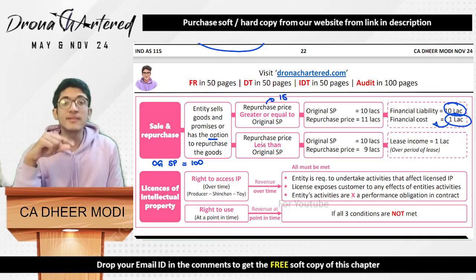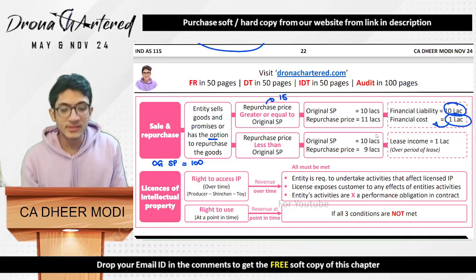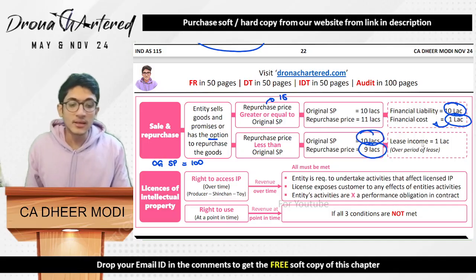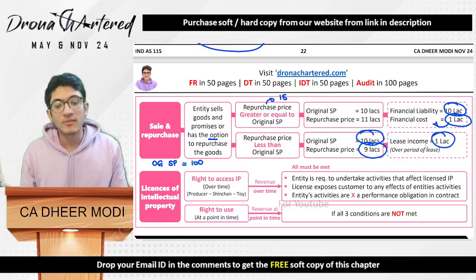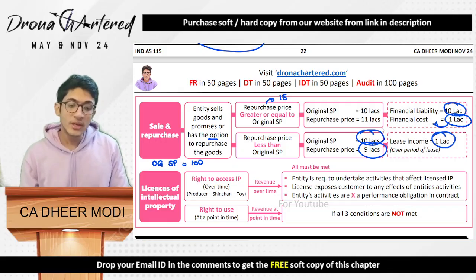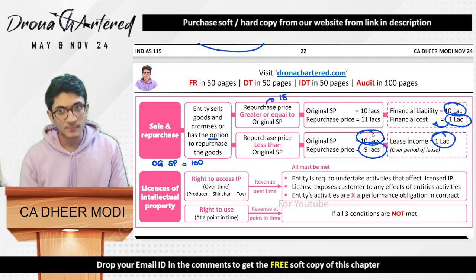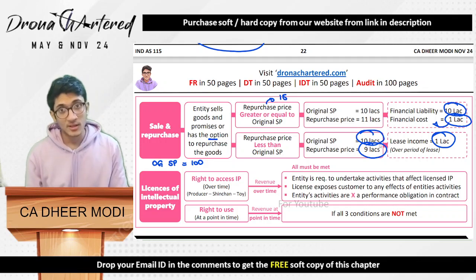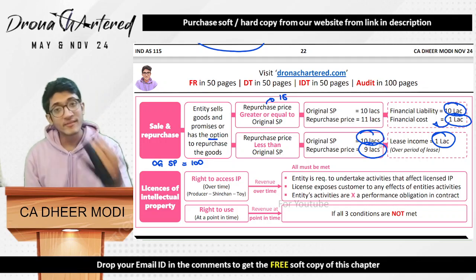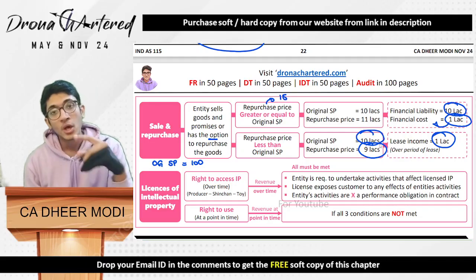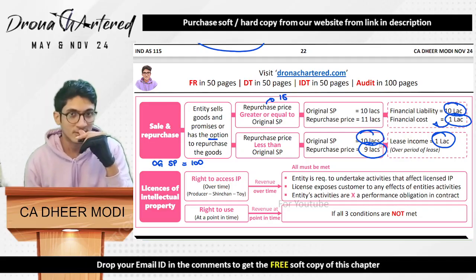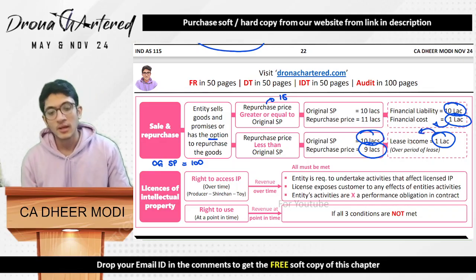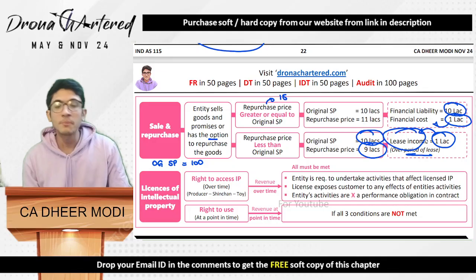When the repurchase price is less than the original selling price, that means your original selling price is 10 lakhs and repurchase is only for 9 lakhs. So basically you have earned an income of 1 lakh. How? You give them an asset and you got 10 lakh rupees. And after 1 year, they will give this asset back to you and you will give them 9 lakh rupees. Basically, you gave them an asset and earned 1 lakh rupees. So don't you think this 1 lakh rupees is basically rent for the asset? Therefore, it is your lease income over the period of lease.